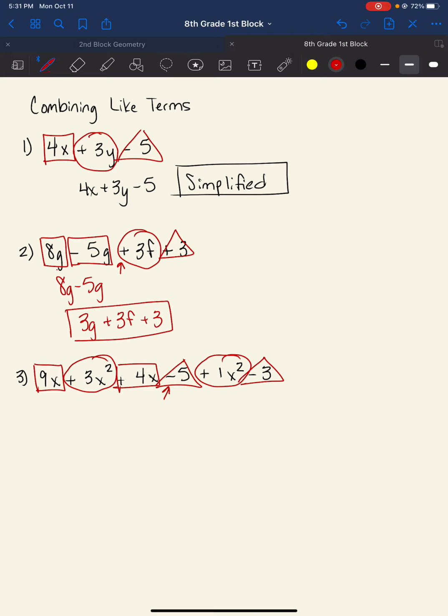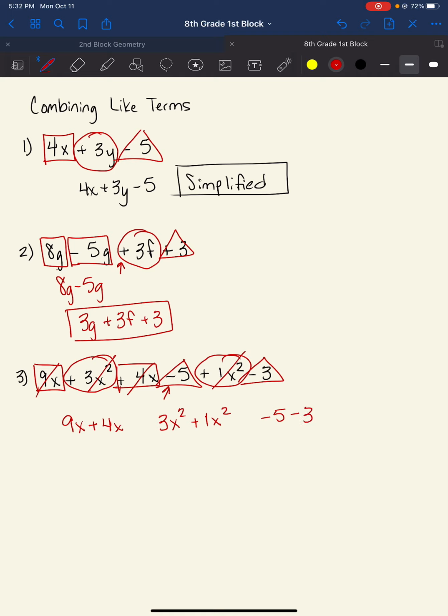All right, so let's start combining. I've got 9x plus 4x. Okay, that would take care of those two. Next would be my 3x squared and then the 1x squared. Okay, that takes care of those two. Then on the end, I'm going to put my minus 5 or negative 5 minus 3.